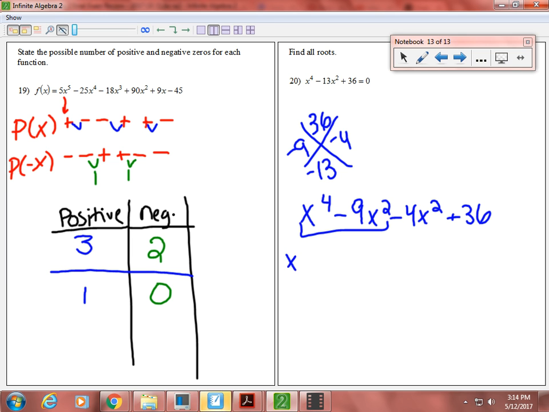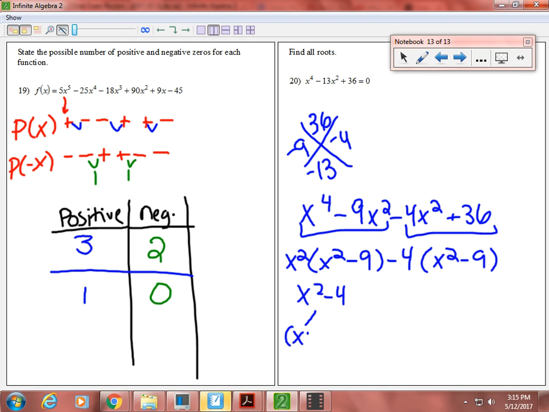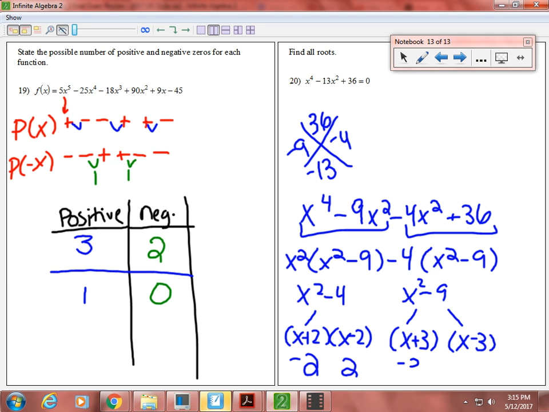My greatest common factor is x squared, and I'm left with x squared minus 9. The greatest common factor here is negative 4, and I'm left with x squared minus 9. So then I get x squared minus 4, which factors down into x plus 2 and x minus 2, and x squared minus 9, which factors down into x plus 3 and x minus 3. It told us to find all the roots. So I get negative 2, positive 2, negative 3, and positive 3 for my roots of this.